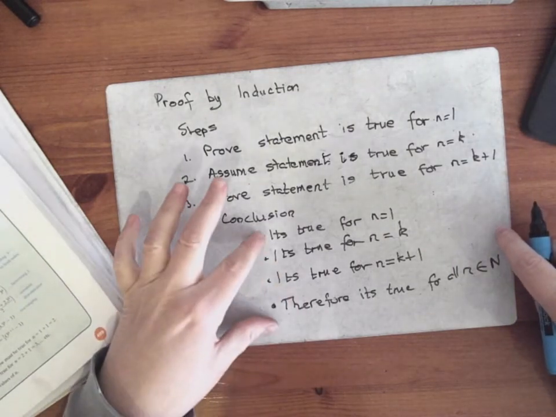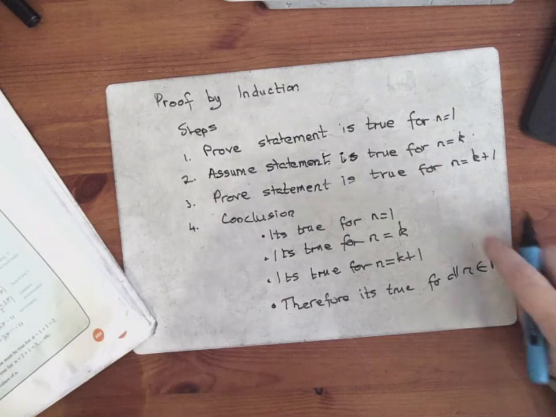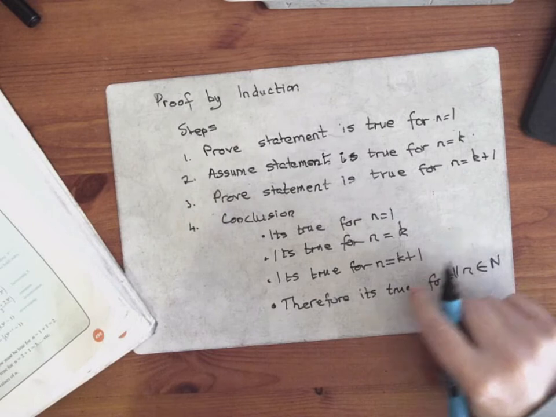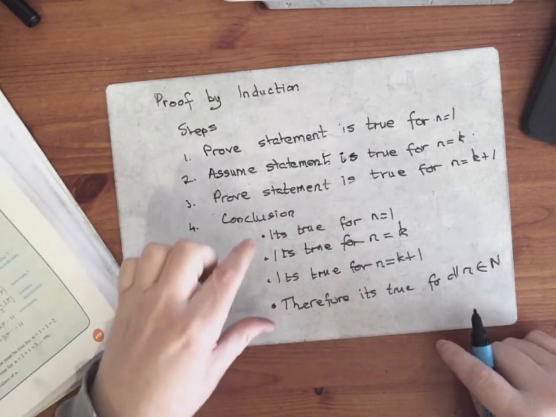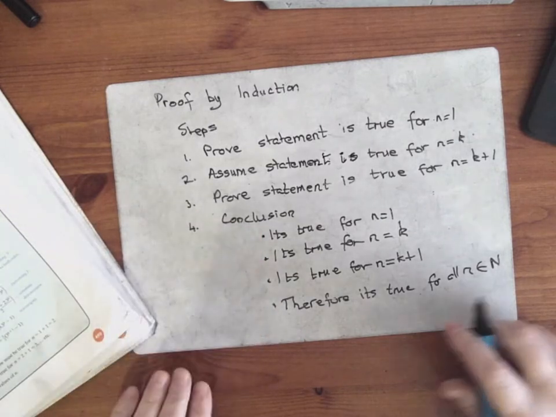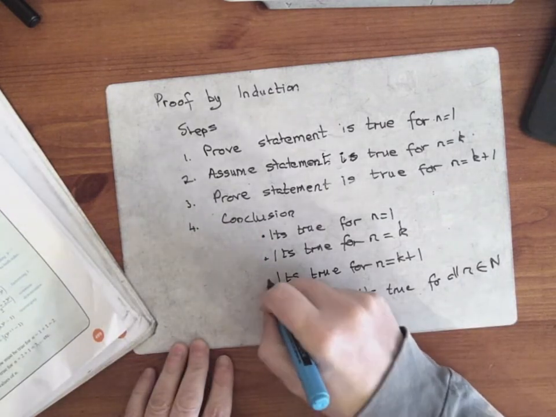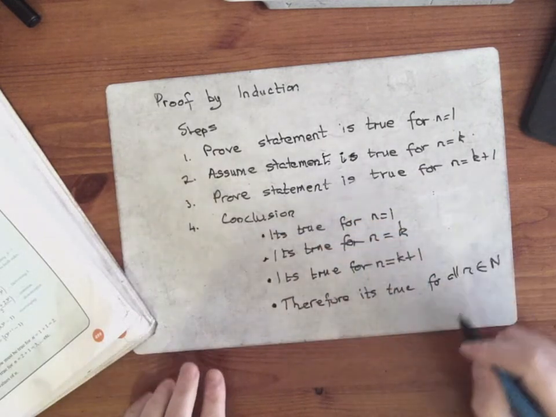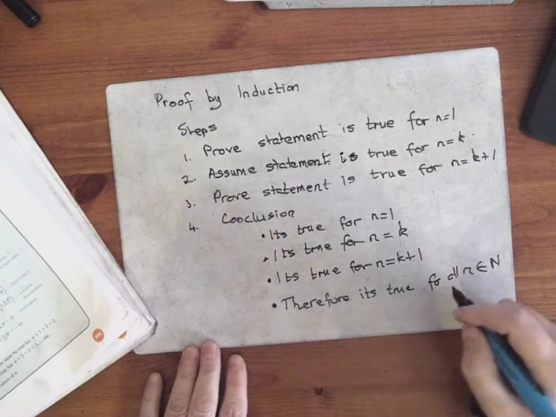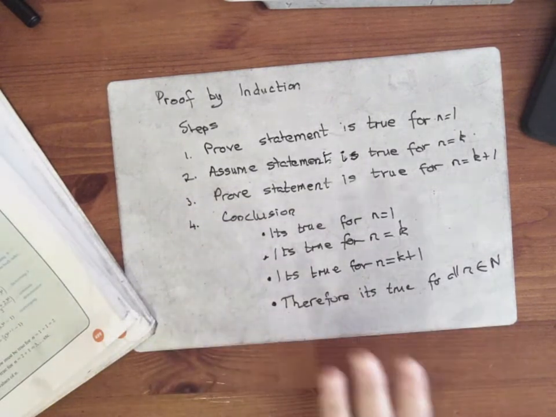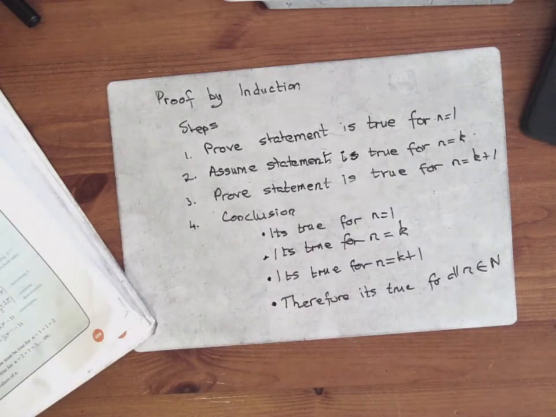And this is always your conclusion. You say, well, it's true for n equals 1, it's true for n equals k, it's true for n equals k plus 1, therefore it's true for all n. So this is the last 4 lines in every sum for the week. Jot it down, it'll mean nothing until we actually do one.